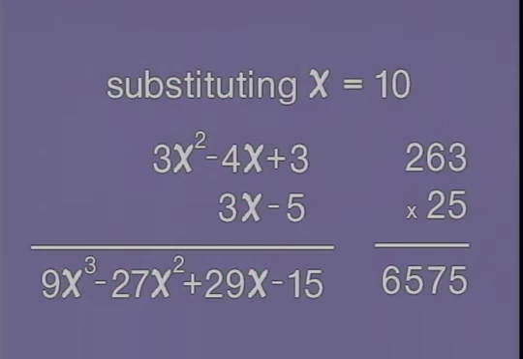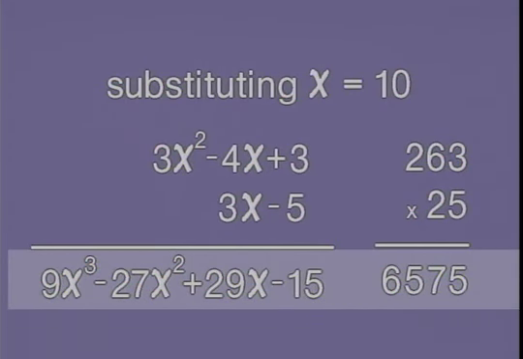To check now, all we've got to do is take the 9x cubed minus 27x squared plus 29x minus 15, the answer, and plug in 10. 9x cubed becomes 9,000, minus 27x squared becomes minus 2,700. The plus 29x is plus 29 times 10, plus 290, minus 15. If you add those numbers up, and feel free to use a calculator, you'll get 6,575. We know our answer is correct.